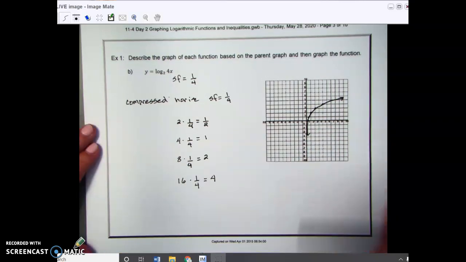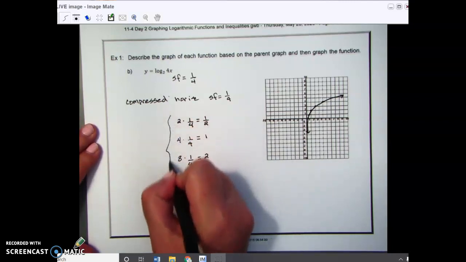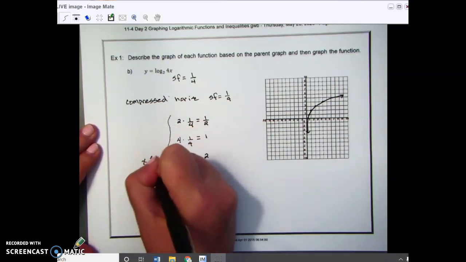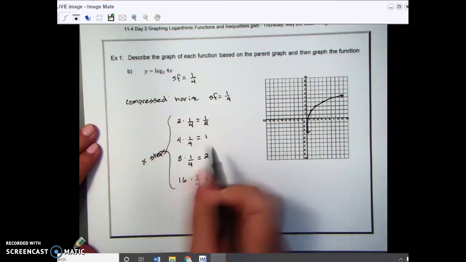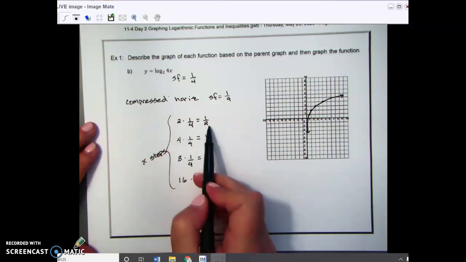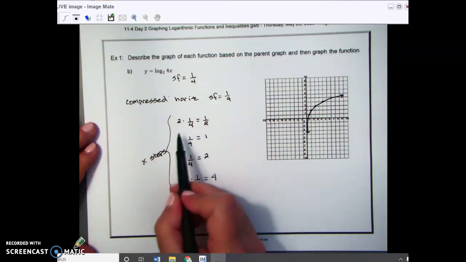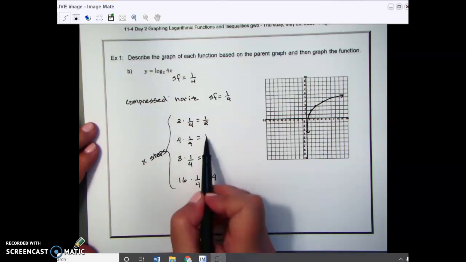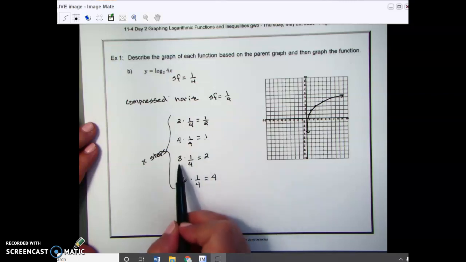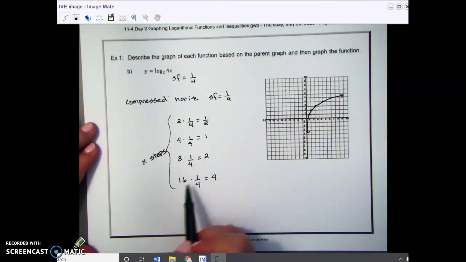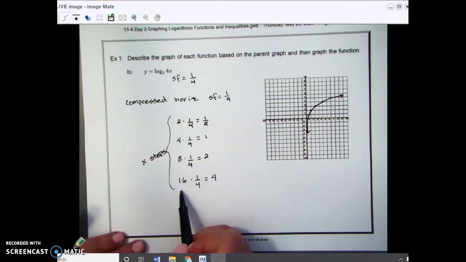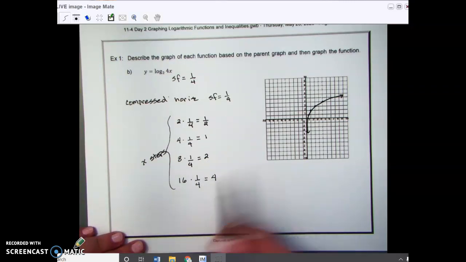Okay. So again, these are all talking about my domain steps. These are my x steps. So what would have taken me 2 steps to go up 1 is now taking me 1/2. What would have taken me 4 steps to go up 2 is now taking 1/4 as many steps. What would have taken me 8 steps to the right to go up 3 is now only taking me 2 steps. And what would have been 16 steps to the right to go up 4 only takes me 4 steps.